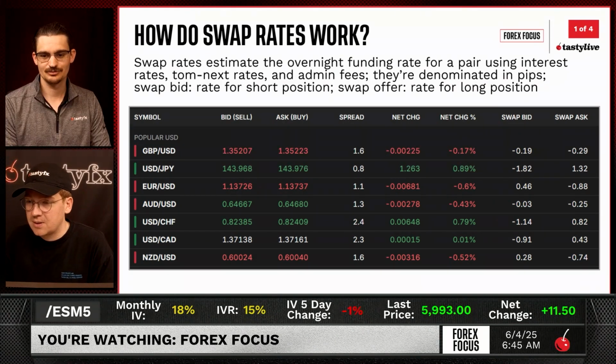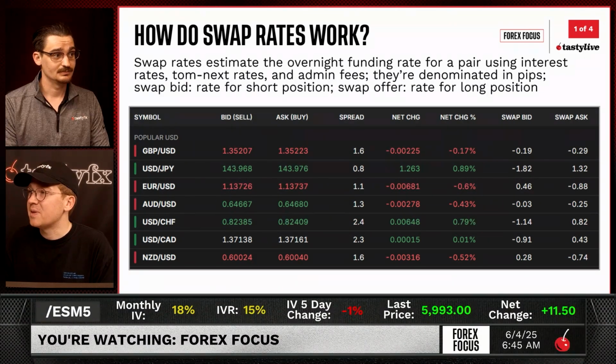Sure. So very loosely, it's basically an interest rate differential between the two currencies in the currency pair that you're trading. Your swap bid is if you're going to be short overnight, and your swap ask is if you're long overnight. When I say overnight, it starts if you hold a position through 5 p.m. Eastern Time, 4 p.m. Central. So that's the key. It does include our overnight admin fees. It's baked into the swap bid and swap ask that you see on the platform.